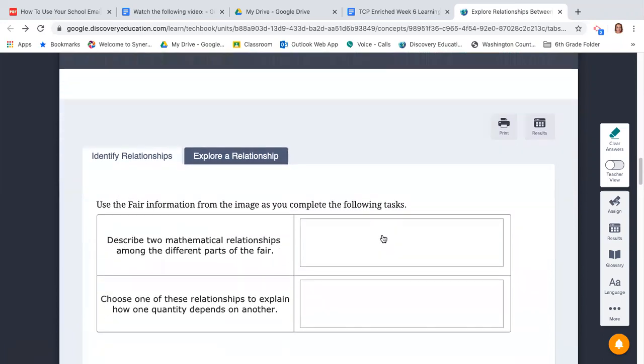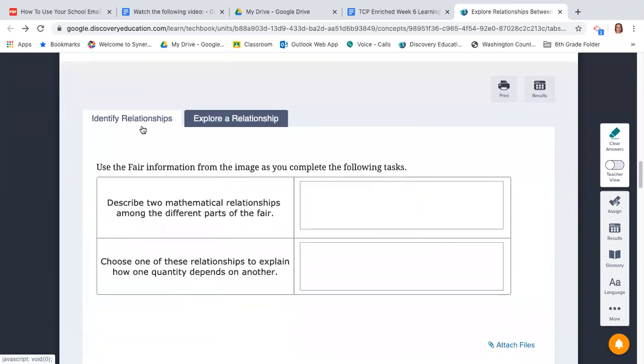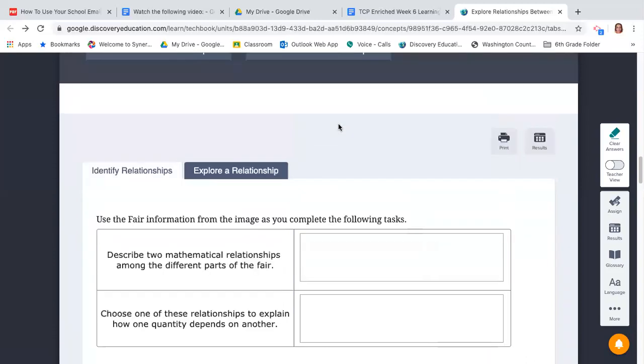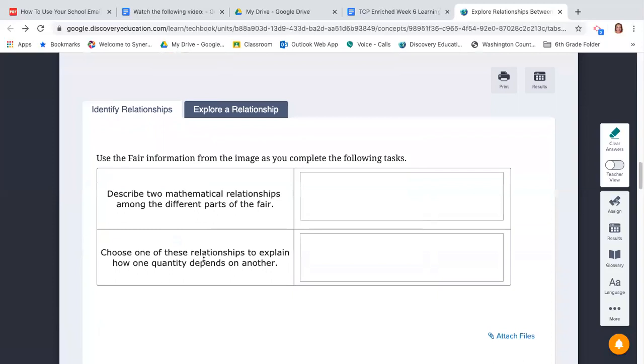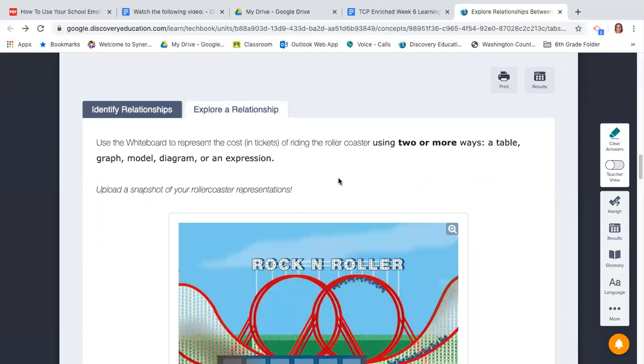Once you are done with that, you are going to answer these questions. The first one says identifying relationships. Use the fair information from the image as you complete the following tasks. It says describe 2 mathematical relationships among the different parts of the fair. So you can choose any 2 up here that you would like to explain. Then choose one of these relationships that you've written about to explain how one quantity depends on the other. Okay?